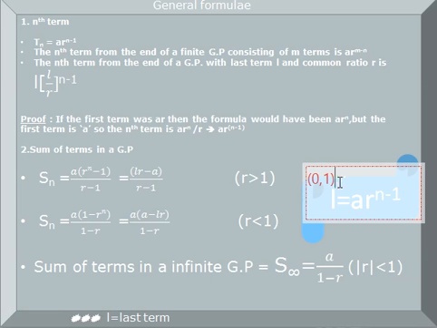Union, I am representing it with the u. So union 0 comma 1. Sorry, this is a negative 1 here. This is a negative 1.